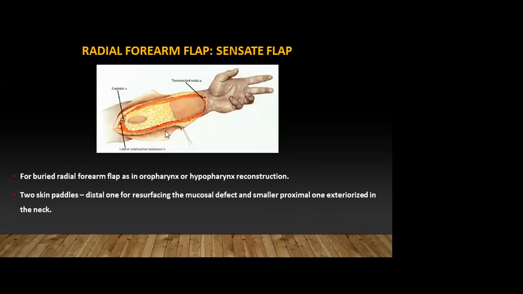If we are using this radial forearm flap for reconstructing the hypopharynx or the deep part of the oropharynx, the monitoring of the flap will be a difficult part. So, in such a situation, there is one way to tackle this. This is one design where we make two skin paddles: this distal paddle is for resurfacing the mucosal defect, and this proximal one is exteriorized in the neck. So this area can be monitored to look into the viability of the flap, and this is mainly done when we are reconstructing the hypopharynx or the deep oropharynx.